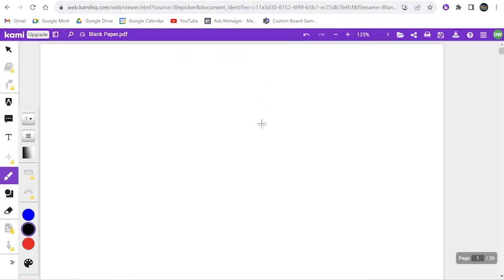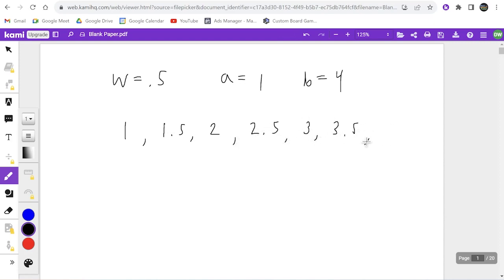If I were to give an example, let's say my width is 0.5, just as an example. a is, let's just say 1, and b equals 4. Then what I would do is, I would start at a, 1, and I would go up by the width each time. So like, I'm counting by 0.5. So the first number is 1, then 1.5, then 2, then 2.5, then 3, then 3.5, and then finally 4. And that's how I count.